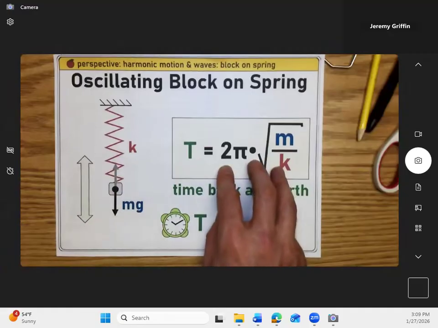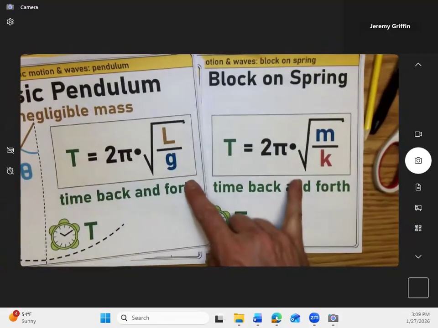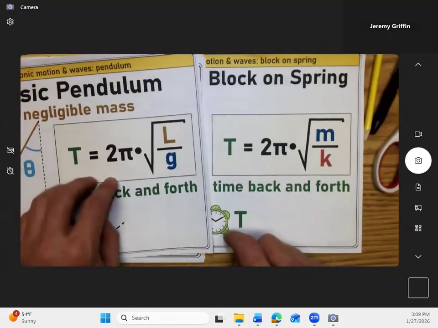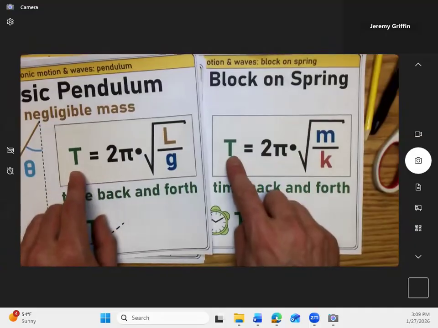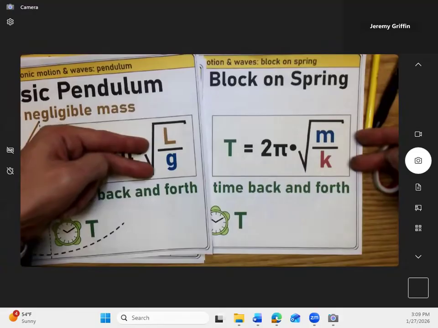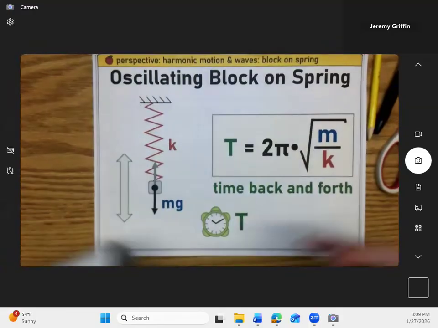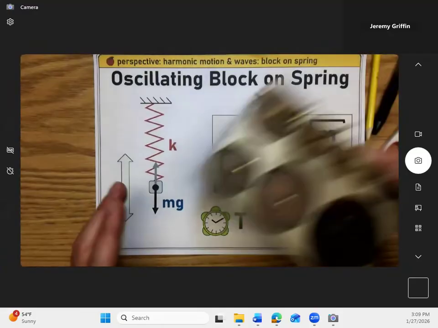Well, if you do a little side by side, this is actually a pretty similar looking expression, isn't it? So here's the pendulum, here's the block on the spring. The time period has a 2 pi, a square root, a fraction. But then what's inside the fraction is a little different: L over G, M over K. I think that makes sense. All right, well, part by part.